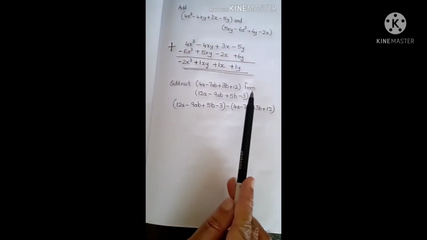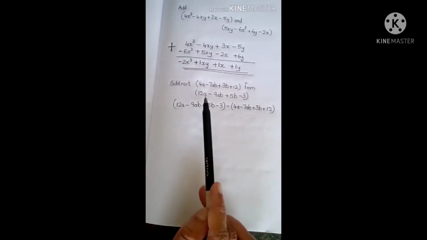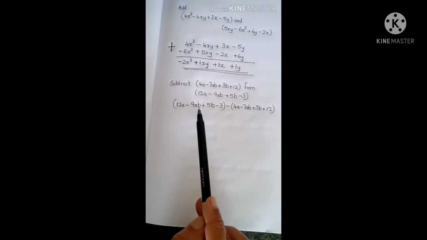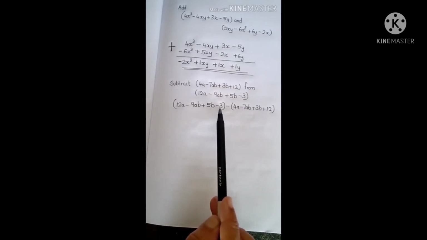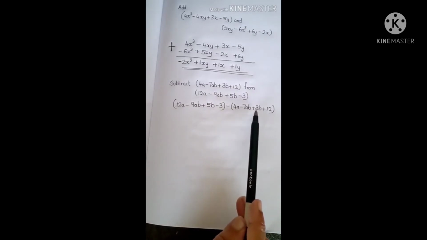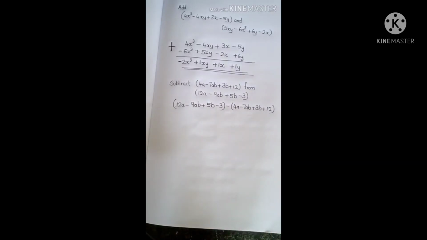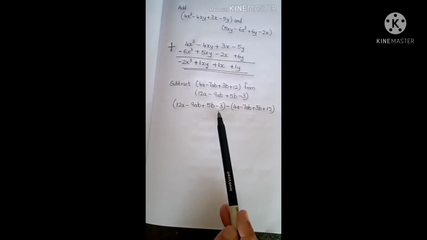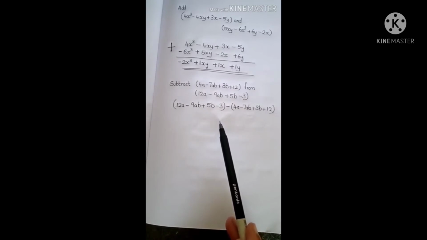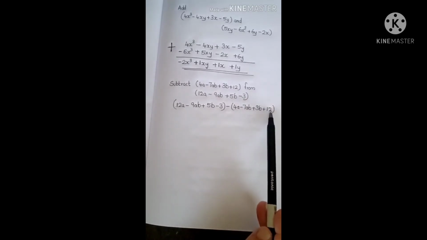Now, I'll show you what I did. This expression comes after from. So I'll write it first: 12a minus 9ab plus 5b minus 3, minus, subtract 4a minus 7ab plus 3b plus 12. The next procedure is you will write the first bracket as such. Change the subtraction sign to addition sign and write the additive inverse of the second bracket.